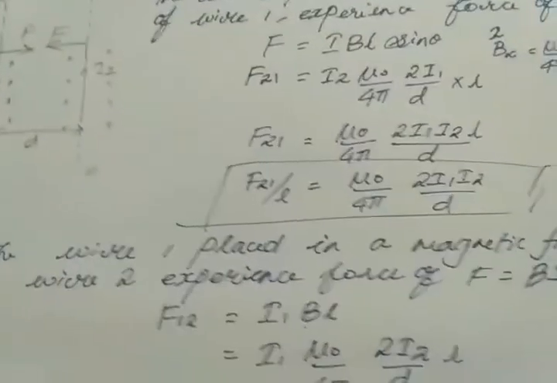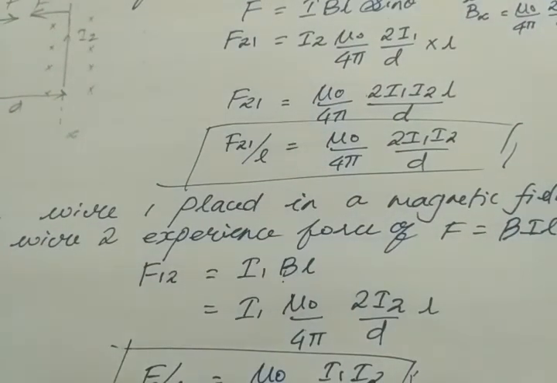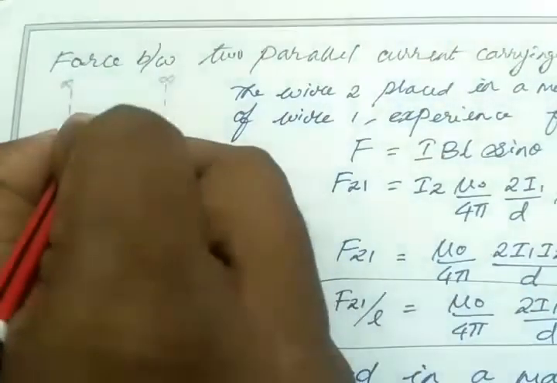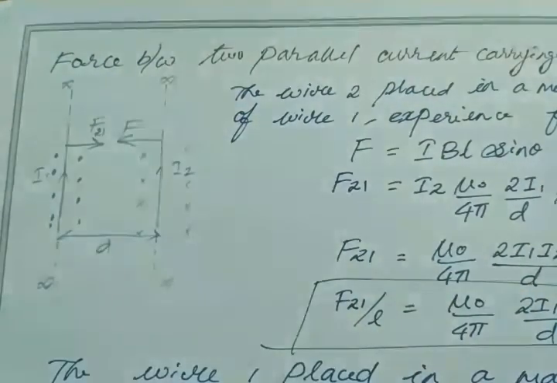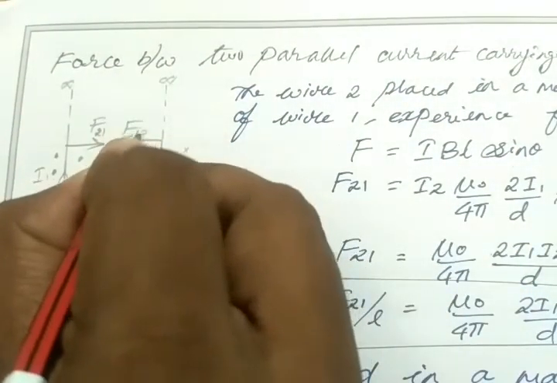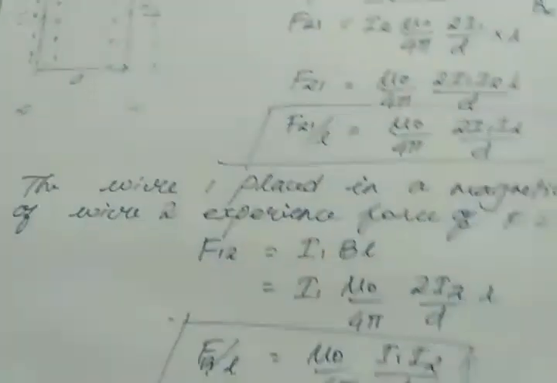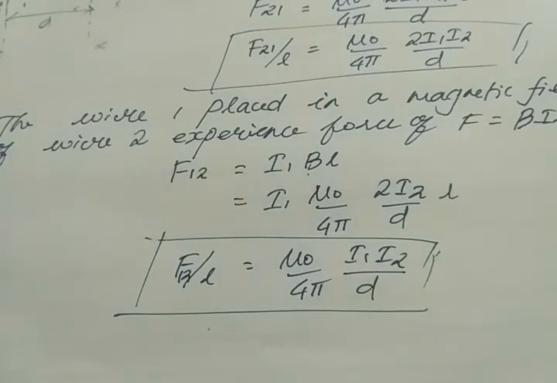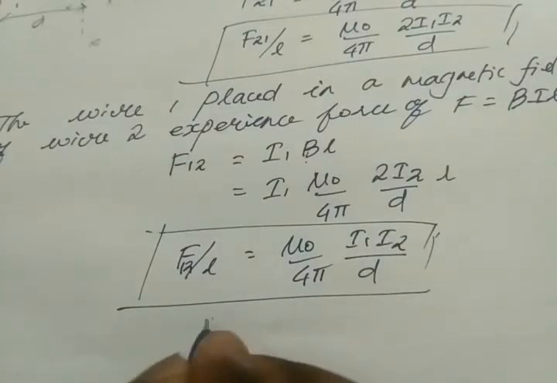Okay, so here if you see the equation, F21 will be equal to F12, right? But in the opposite direction. This is F21 in the positive x-axis, F12 in the negative x-axis. So I can say this derivation obeys Newton's third law.